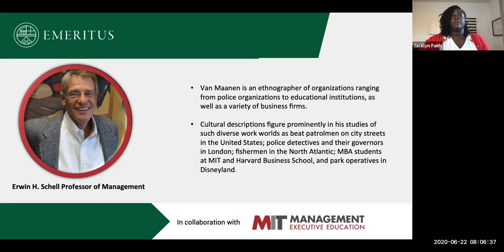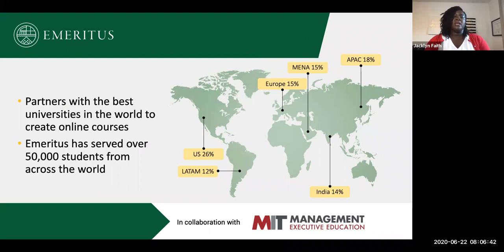Now let's talk a little bit about Emeritus. Emeritus offers management education programs in collaboration with executive education divisions of a variety of schools, including MIT Sloan, Columbia Business School, Tuck School of Business at Dartmouth, to name a few. The founding academic institutions play a really critical role in establishing the academic rigor of these programs. Each founding academic institute has committed to contributing its intellectual leadership in the form of core courses and electives. Like I said, we partner with some of the most renowned organizations in the world to create and deliver this content. We even have a couple of courses in which faculty from the university deliver live webinars for our students. Emeritus has served over 50,000 students across the world.